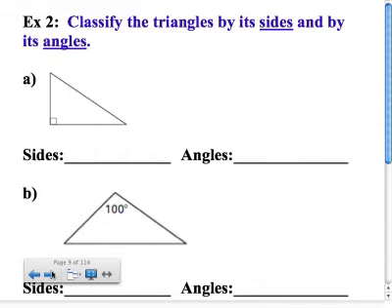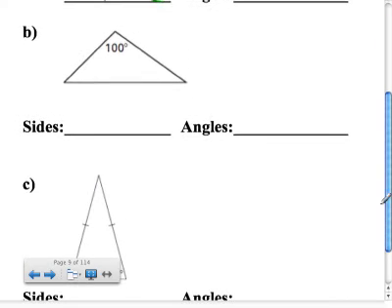Okay, example 2 says classify the triangle by sides and by its angles. Well, by angles, right here in part A, it's a right triangle. By the sides, we can't tell. Actually, I take that back. If they don't mark anything, the assumption is that none of them are congruent. So we would call this a scalene triangle, because they don't mark anything. If they don't mark it or give us enough information, then we have to say it's scalene.